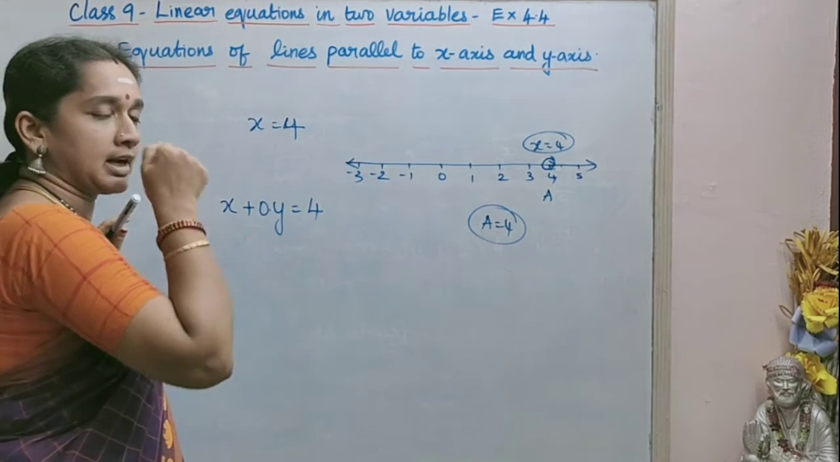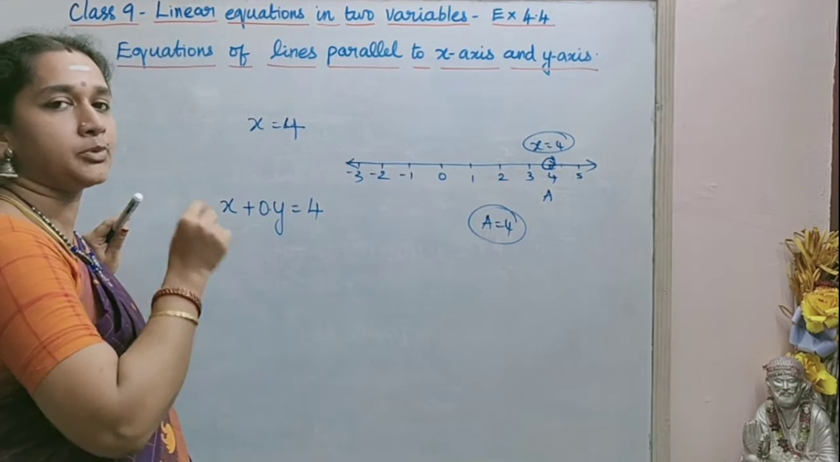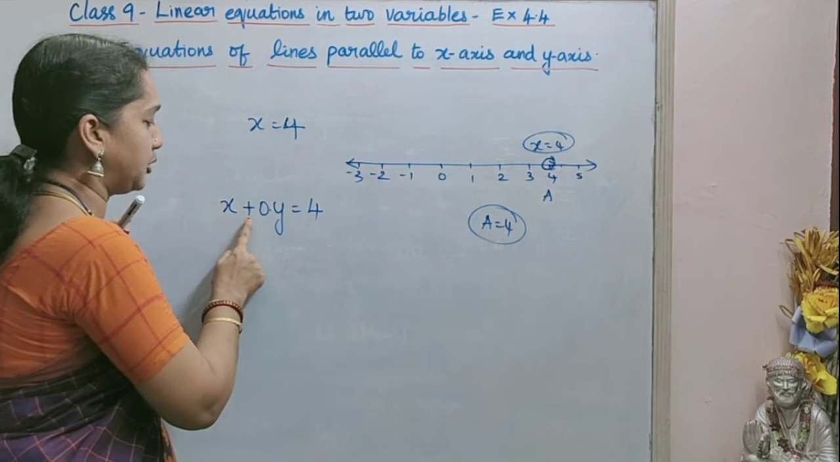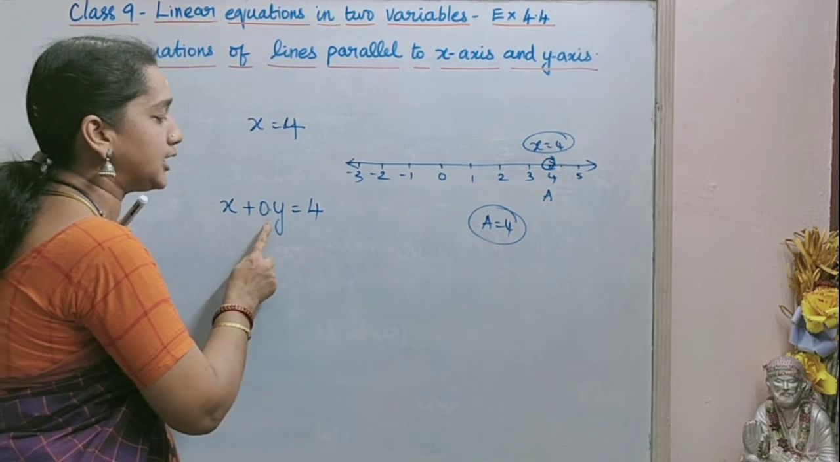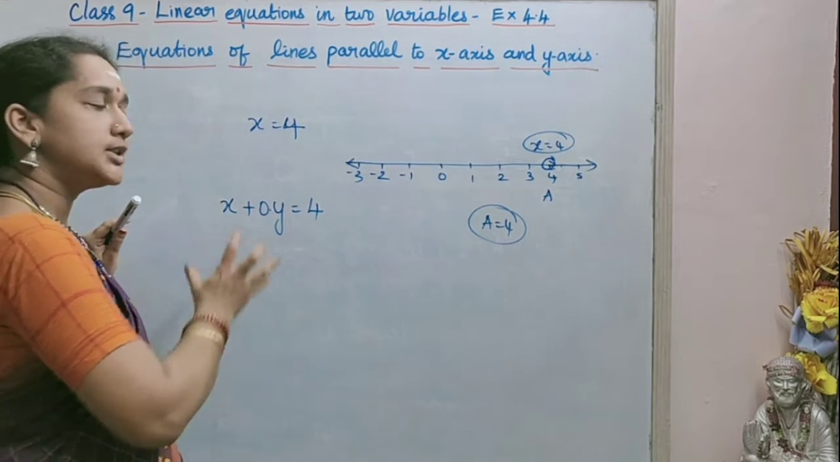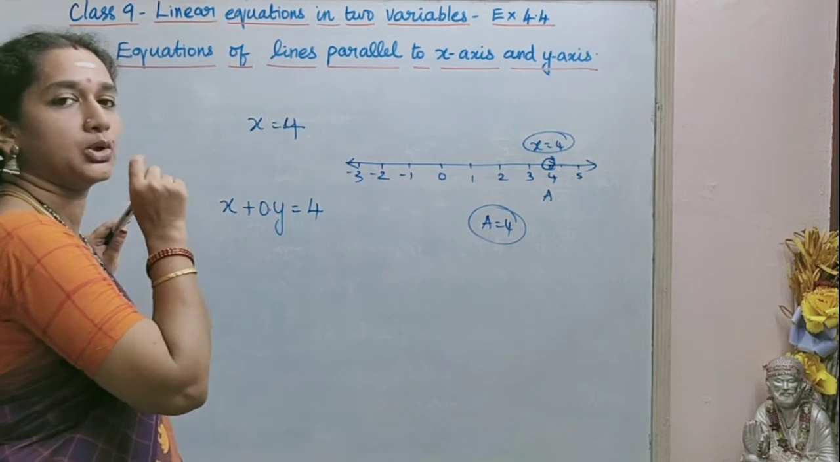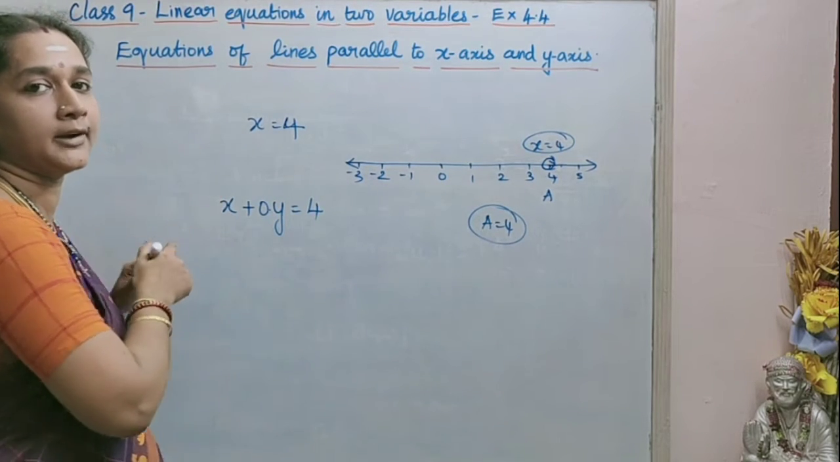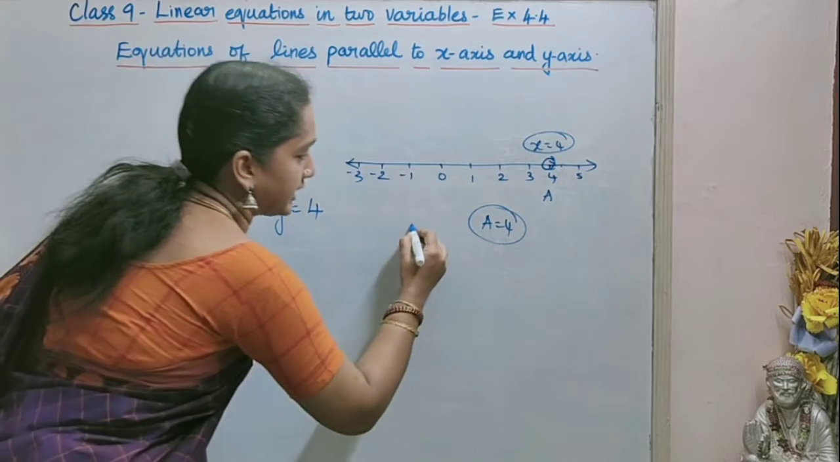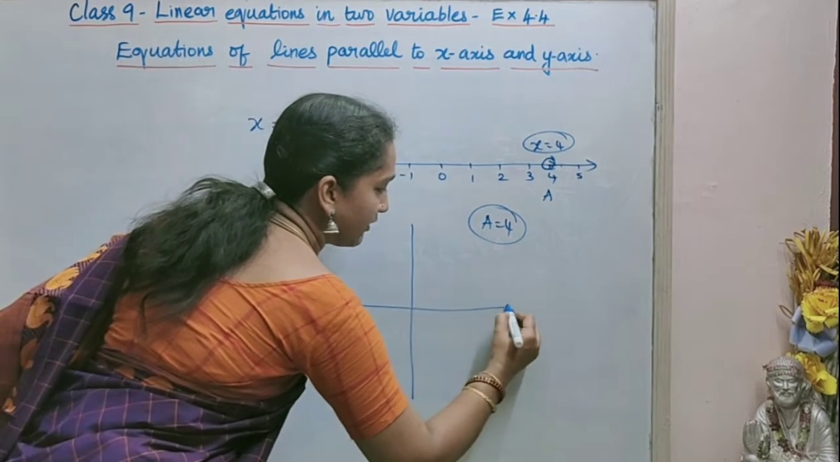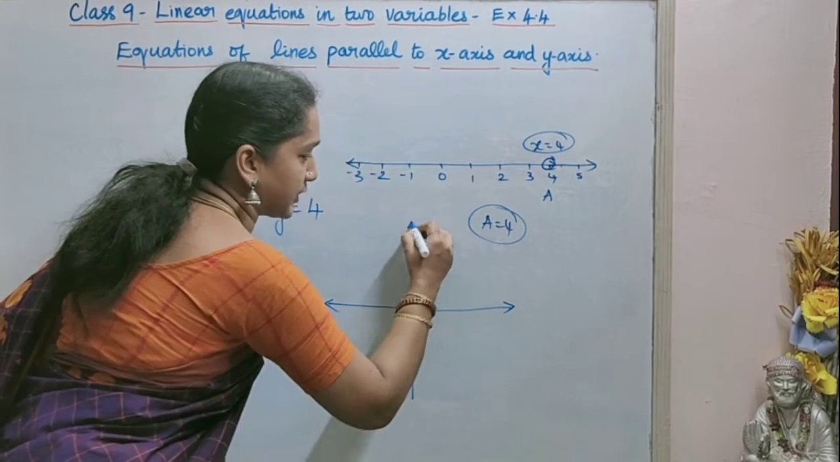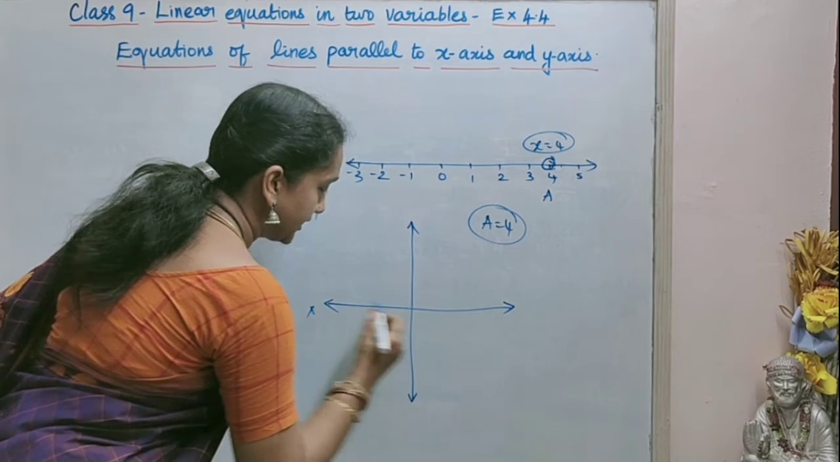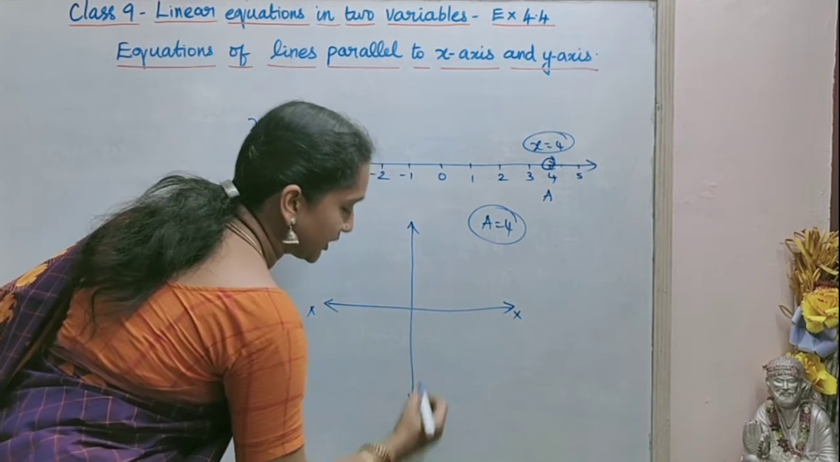But if we are asked to represent this as a linear equation in two variables, we have to write it like this, that is x plus 0y is equal to 4. So how will you plot this x plus 0y is equal to 4 in a Cartesian plane? Cartesian plane means we will have both x-axis and y-axis. So this is the x-axis and this one is the y-axis.